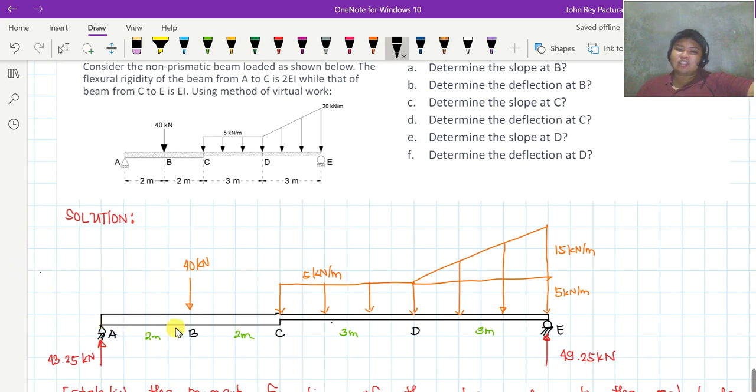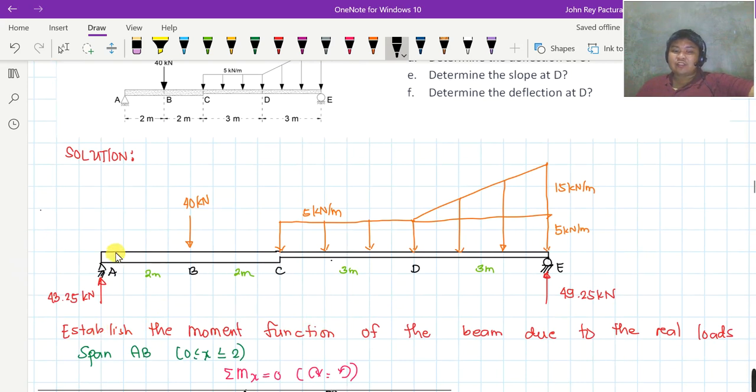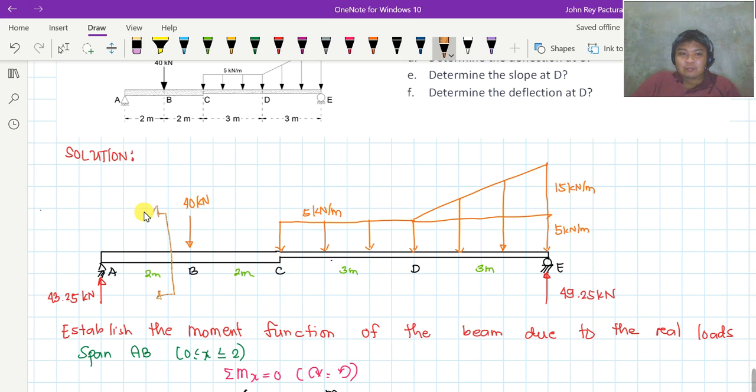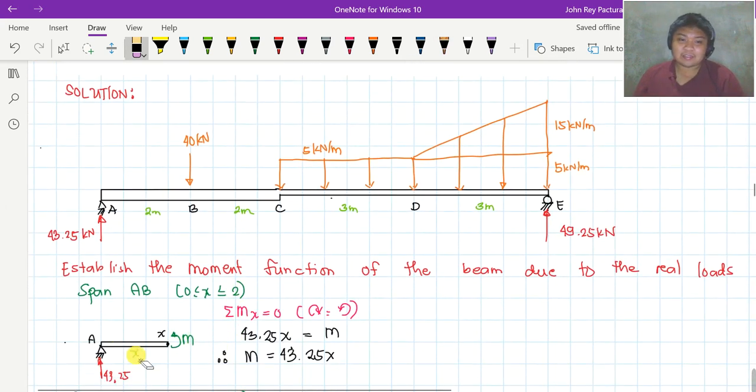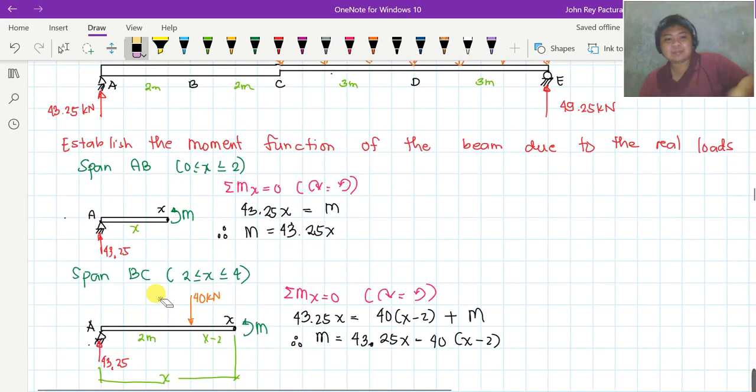Okay? So, going back to the discussion tayo, I already established the moment functions of 4 spans that I said earlier. So, for span AB, ang kanyang limit is from 0 to 2, right? Kasi nga, di ba, ang reference natin palagi class ng X is from the left end of the beam. So, ang ginawa mo, malamang magkakat ka dyan ng cutting line, tapos i-establish mo yung function. So, I already did that and ito na nga ang kinalabasan niya class na figure. And the moment function, capital M to kasi due to real loads to class, that is 43.25x. Okay?